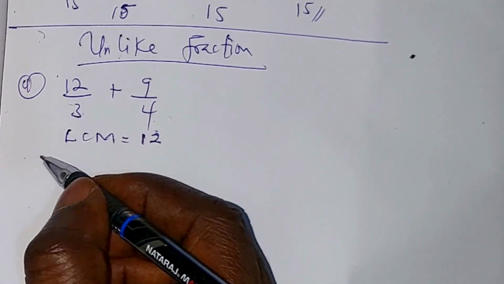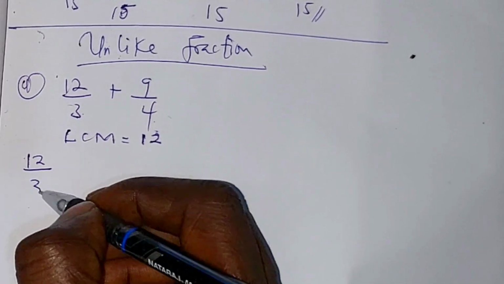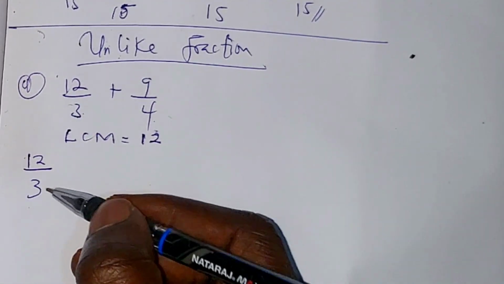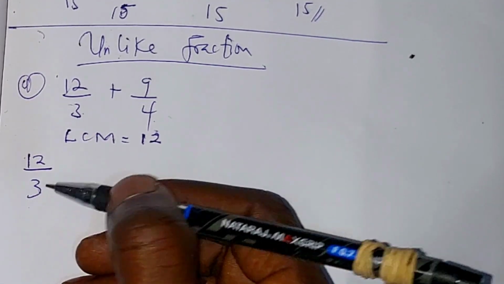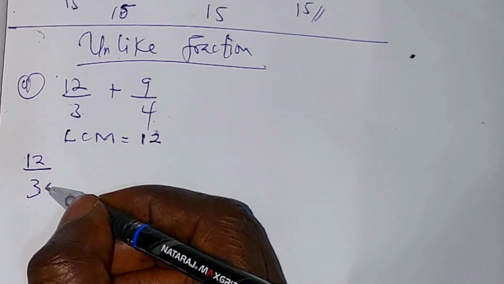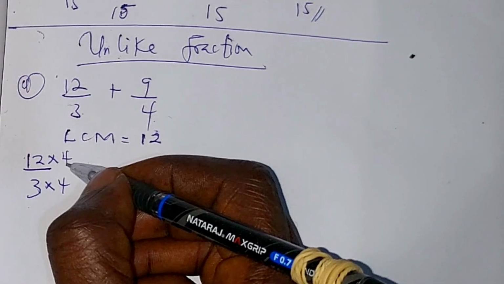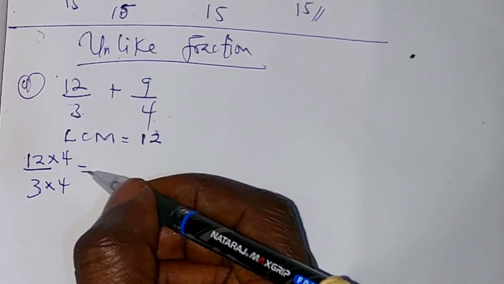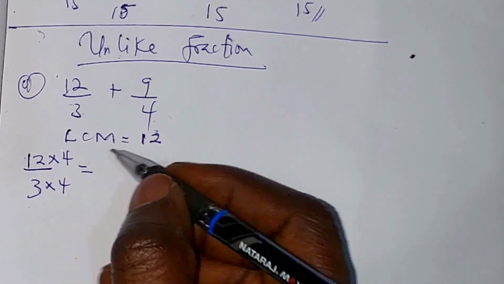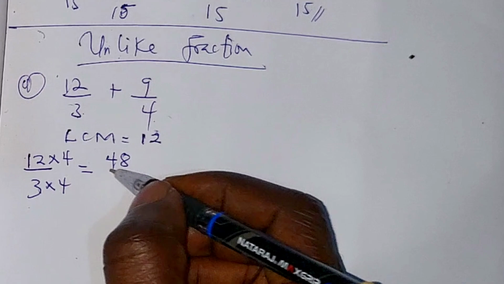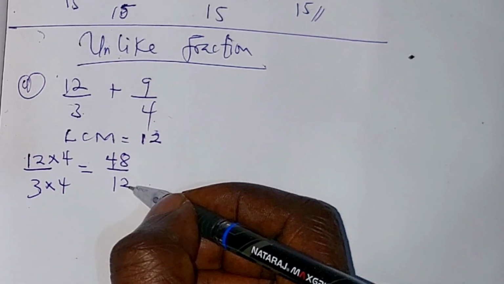So we take the first fraction, which is 12 over 3. Then we ask ourselves, what number should we multiply by 3 to give us 12? In this case, when you multiply 3 by 4, we get 12. Do the same for the numerator. Then you solve. So 12 times 4, that's 48 over 12.